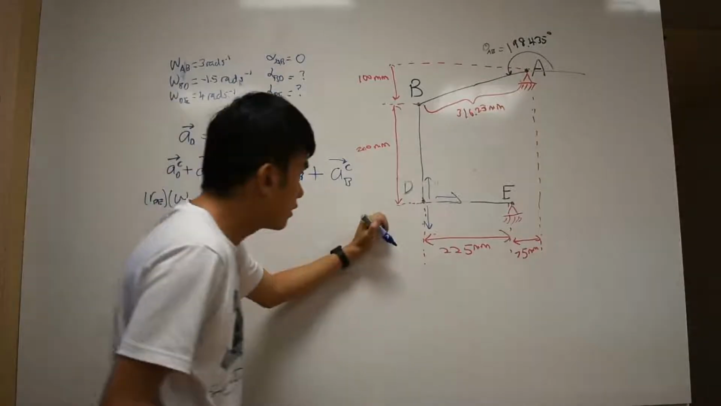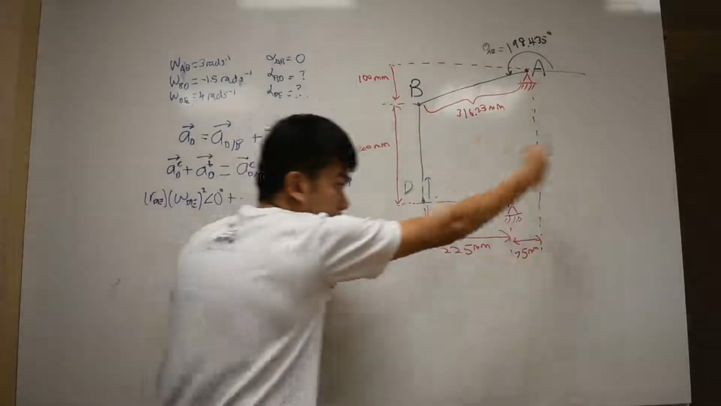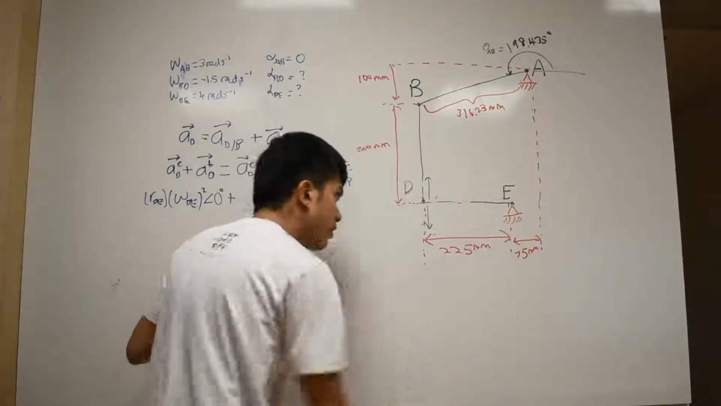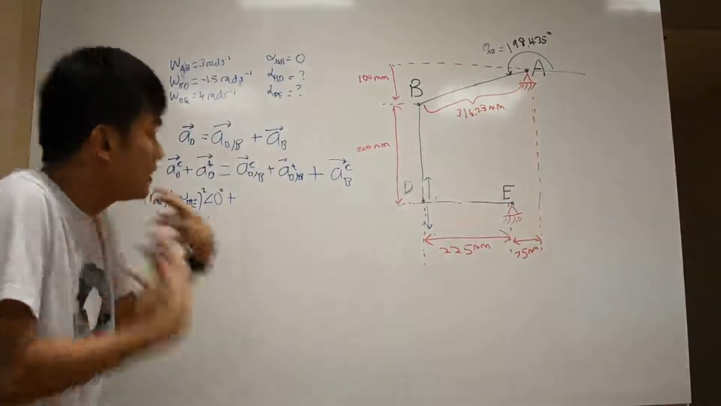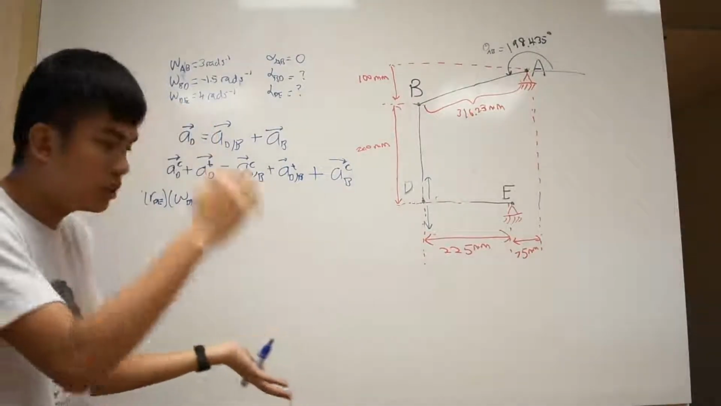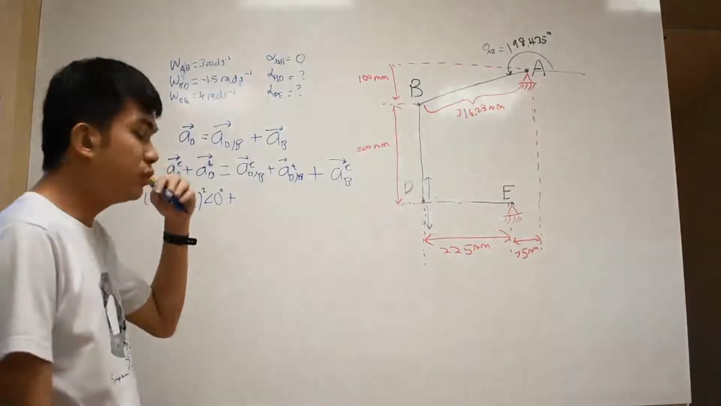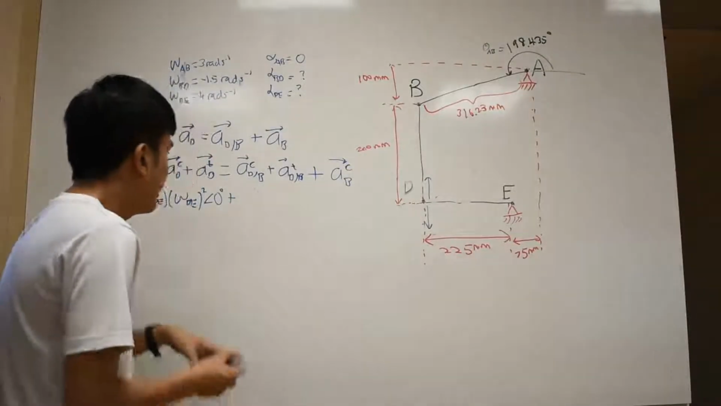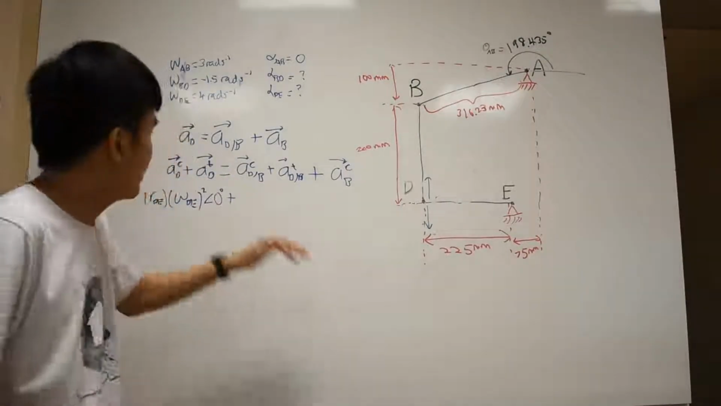Tangential acceleration of D can be either in this or this direction. Now D is rotating about E, so tangential acceleration of D can be in this direction or this direction. So which direction should we choose, since we have no idea on the angular acceleration of D about E? In this case, we will just put the magnitude of D tangential as an unknown.